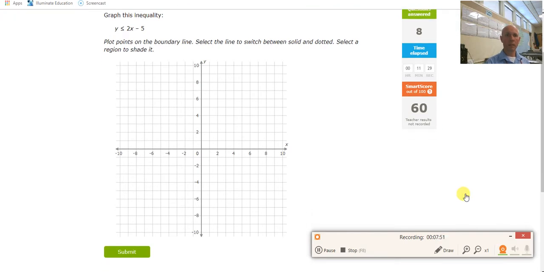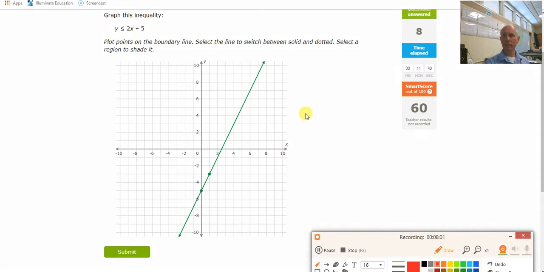I'm going to start here at -5. I'm going to go up 2 over 2. It is solid. I've got that correct. I'm going to pick a test point. I'm going to test 0, 0 because it's an easy point to test.